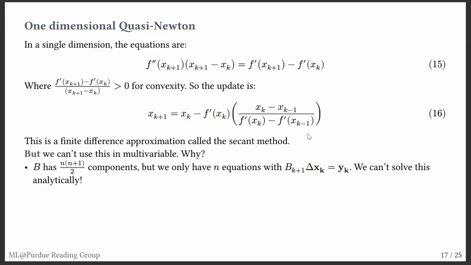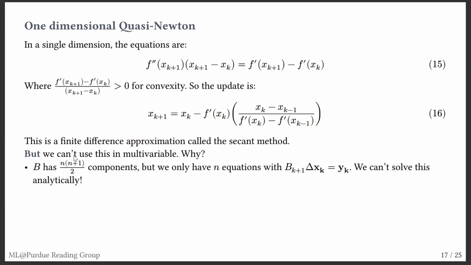The answer is that one dimension is super nice, but B has n squared number of components. If you remember, it's n times n plus 1 divided by 2. But you only have n equations, right? The size of these vectors, delta xk and yk, they only have n dimensions.